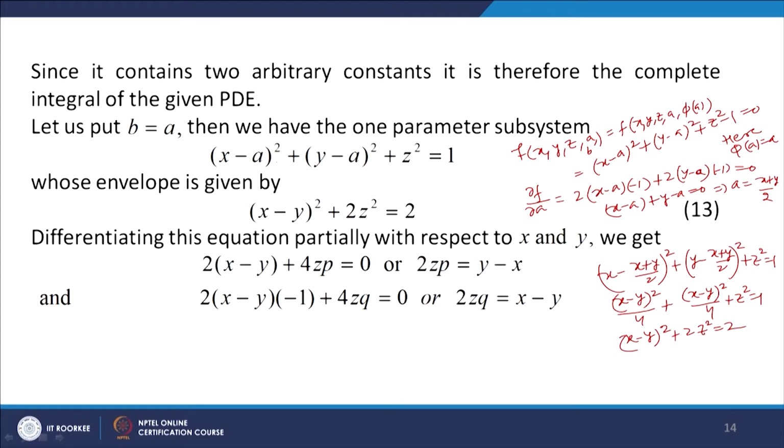Now, differentiating this equation x minus a whole square plus y minus a whole square plus z square equal to 1, what do you notice? You notice that differentiating the envelope, 2 times x minus y by 4, plus 2z into p equal to 0 if we differentiate with respect to x.